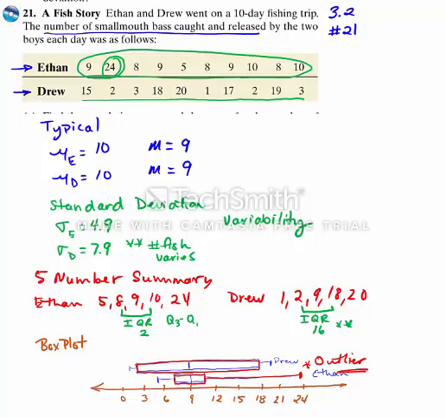So on average, the friends caught the same number of fish. The number of fish caught by Ethan was much less variable, but he did have potentially one day that would be considered an outlier. He caught an exceptional number of fish.